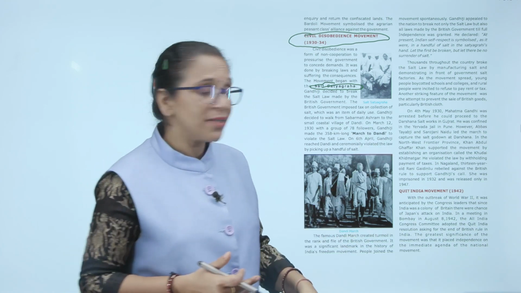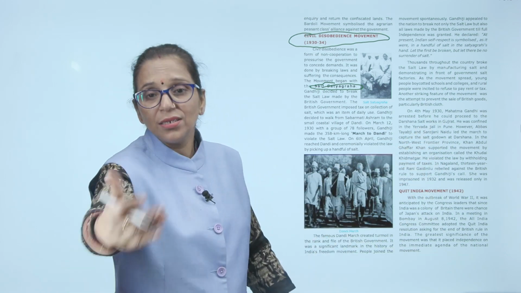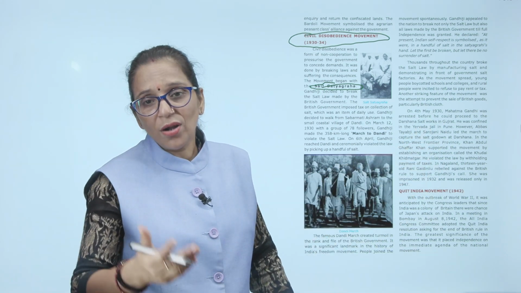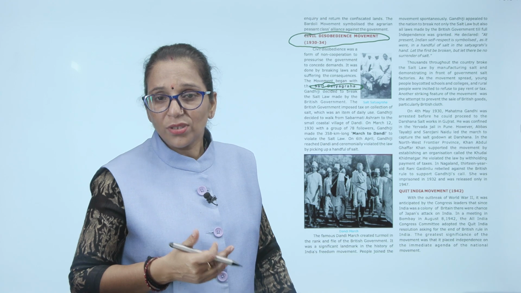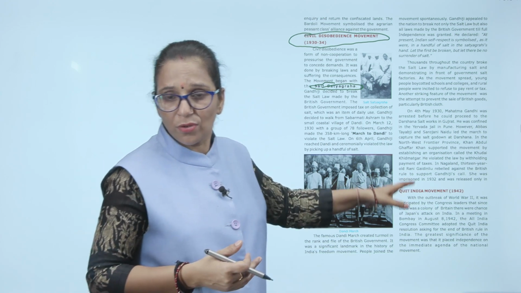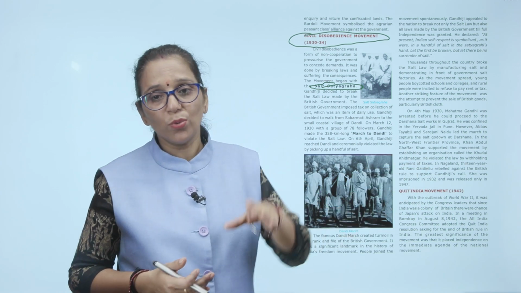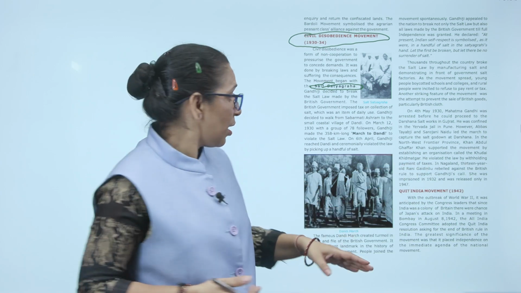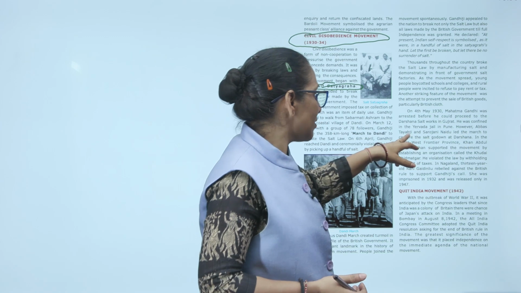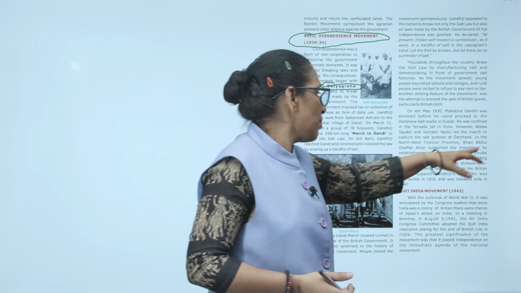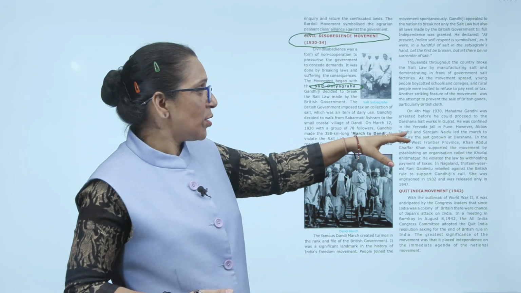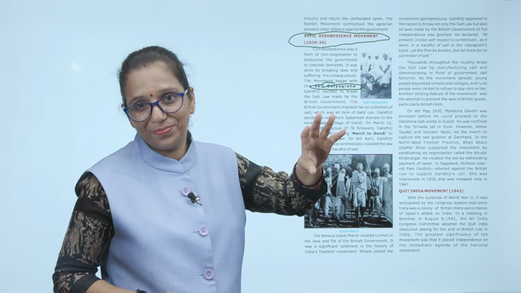On 4th May 1930, Mahatma Gandhi was arrested before he could proceed to the Dharasana salt works in Gujarat. So he was not there at Dharasana. He was confined in the Yerwada jail in Pune. After that, Abbas Tyabji and Sarojini Naidu led the march to capture the salt godown at Dharasana.